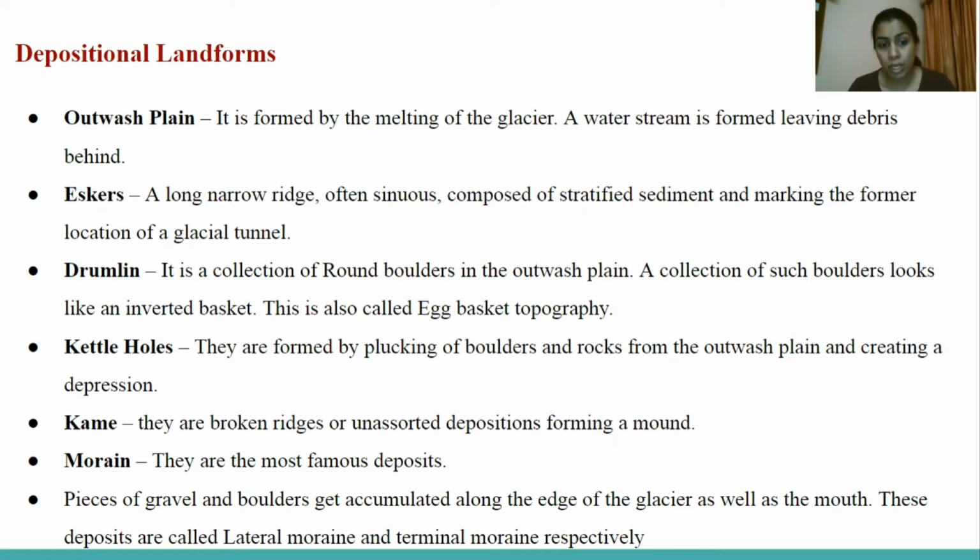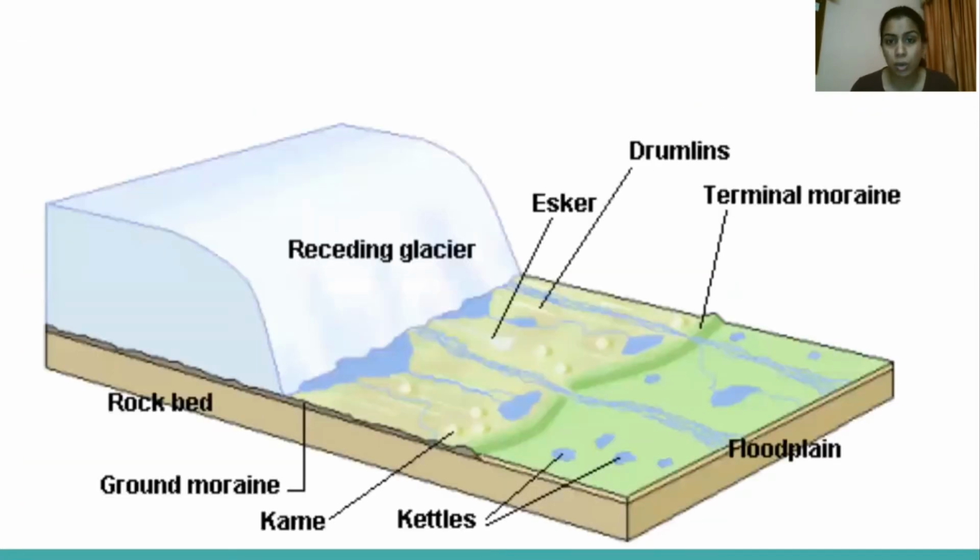The next is moraine. They are most famous deposits. The pieces of gravel and boulders get accumulated along the edge of the glacier as well as the mouth. These deposits are called lateral moraine and terminal moraine respectively. So अगर आपको नहीं समझ आ रहा तो you can see in the picture what are the depositional landforms.